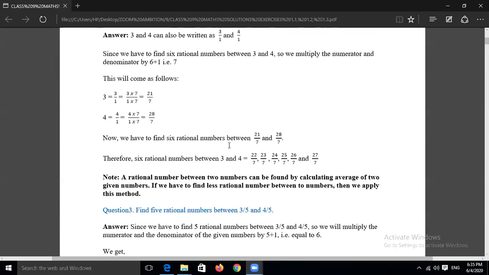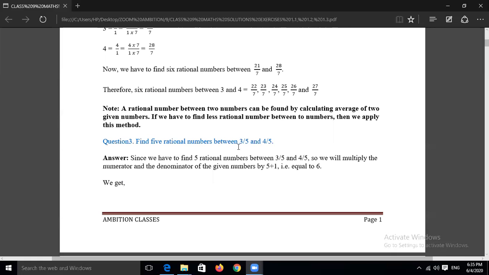Okay, now find 5 rational numbers between 3 by 5 and 4 by 5. Here again, the difference between 3 and 4 is 1. Here it is in the form of a fraction, so no need to write 1 here. If you want to find 6 rational numbers, multiply both numerator and denominator by 7. So 3 into 7, 5 into 7.